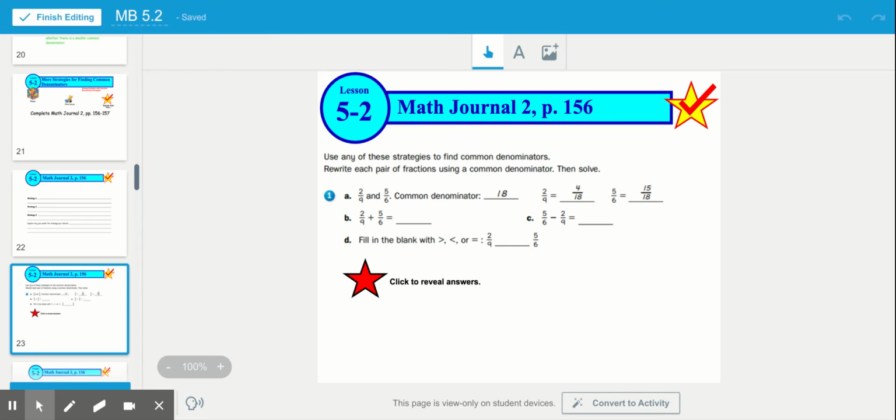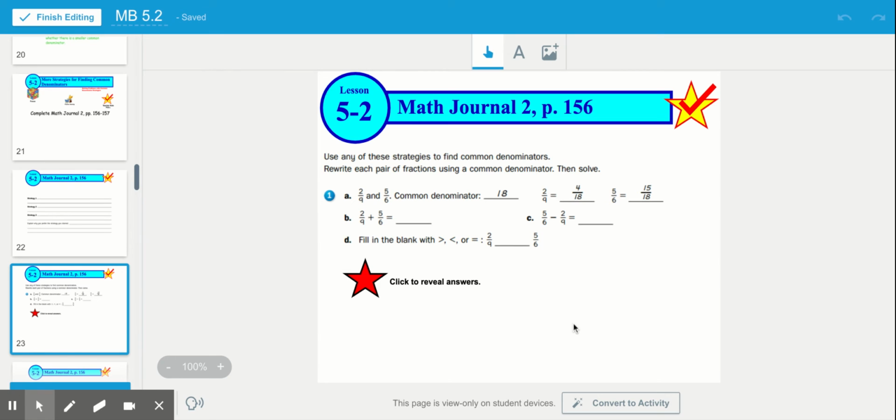All right, now it is time to do some practice on page 156. So you're going to use any of the strategies that you talked about. Probably you're going to use your favorite one, and that is fine. You're going to rewrite each of the fractions using a common denominator and then solve the problems. Number 1A has an example there for you. They have 2/9 and 5/6. The common denominator for those two would be 18 because you can take 9 times 2 and you can take 6 times 3. So here you see they turned 2/9 into 4/18, and they turned 5/6 into 15/18.